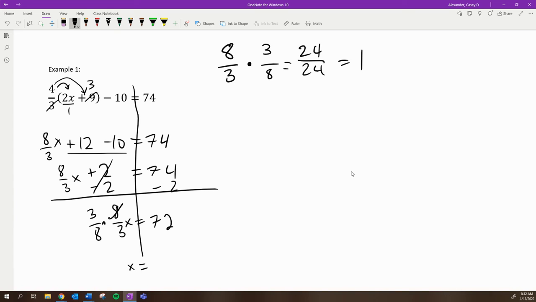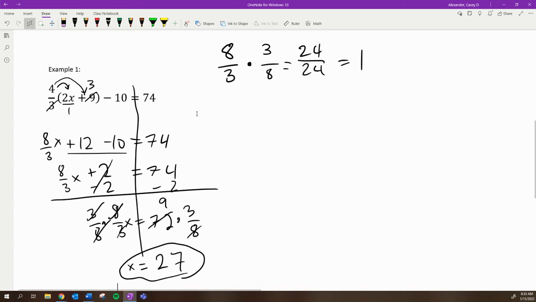And I can also cross-cancel these 8s and cross-cancel these 3s. But whatever I do to one side, I do to the other, so I'll multiply this by 3/8. Now 72 divided by 8 is 9, and 9 times 3 is 27. Oh my gosh, I wrote a 4 when I meant a 7. It's 27. Okay, and you could go back and check it, but I'm trying to make this a short video today, so let's just move on.